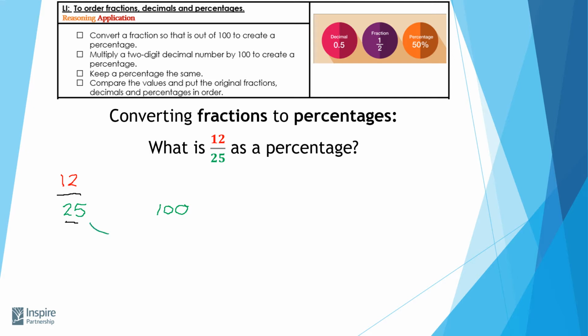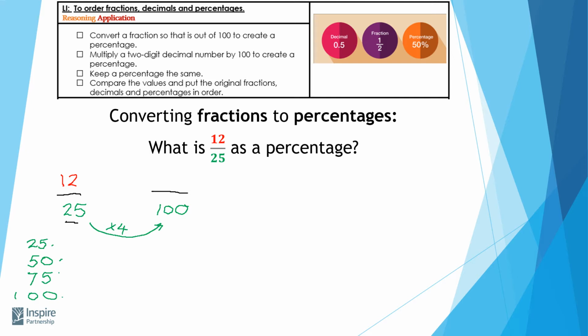Well, I think we've looked at this a couple of times already this week, but if we do our 25 times tables, I know that 25 add 25 will give me 50, add another 25 would give me 75, and add another 25 will give me 100. So I know that 25 fits into 100 1, 2, 3, 4 times. So I'm effectively multiplying that number by 4.